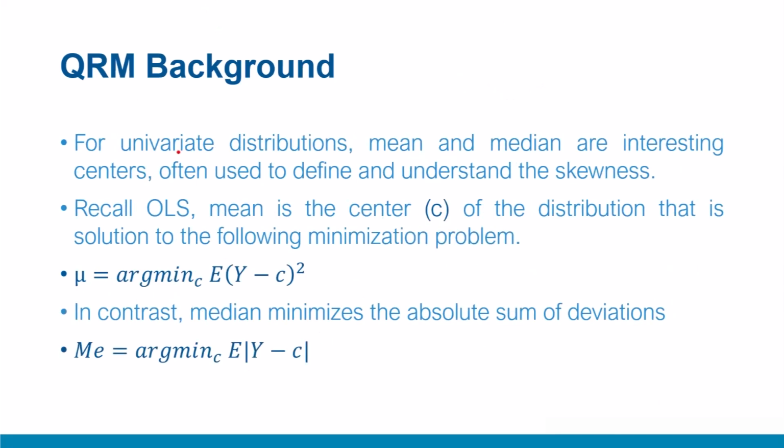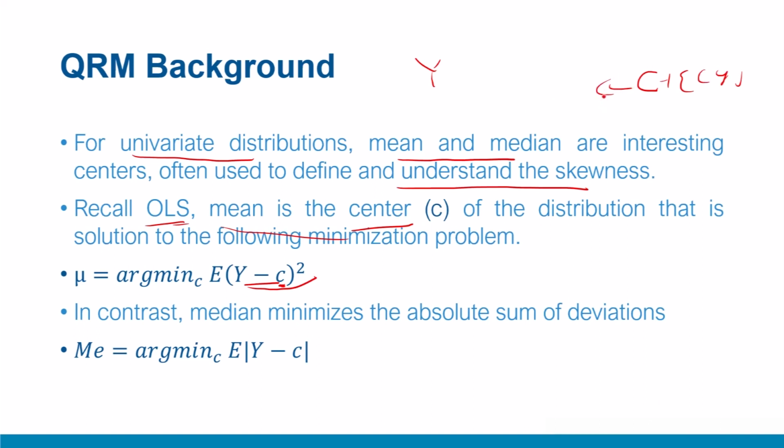Now, mathematically, if you start with thinking in terms of univariate distributions like y, mean and medians are like centers of the data. And they are often used to define whether the distribution is skewed or not. So when you think of OLS, essentially the mean is the center from which you are minimizing the sum of error squares. So here the center is like expected value c, which is the expected value of y. Any deviation, let's consider that as error: y minus c is your error e_i. So the expected value of e_i square, when you minimize this expectation of square, you will get the mean.